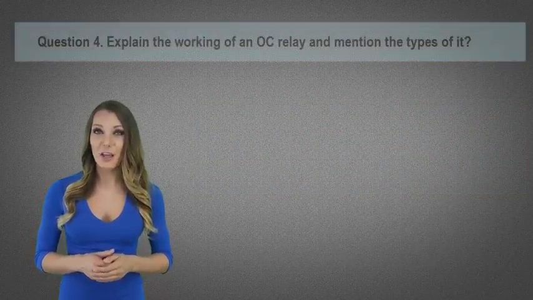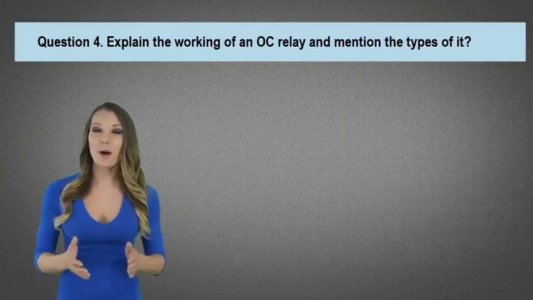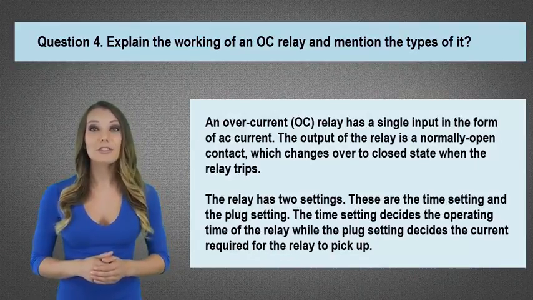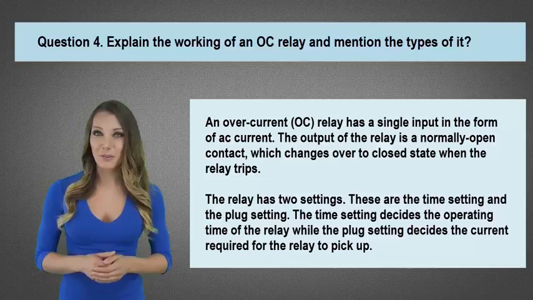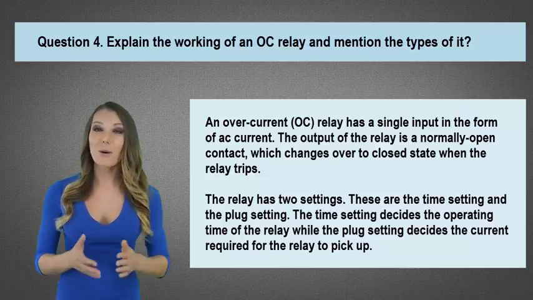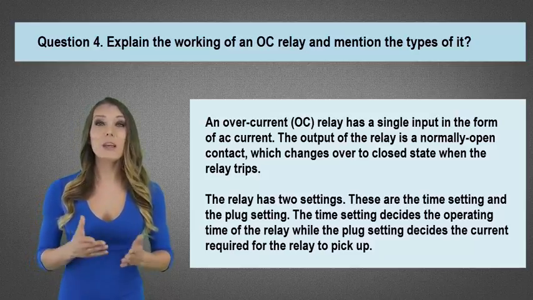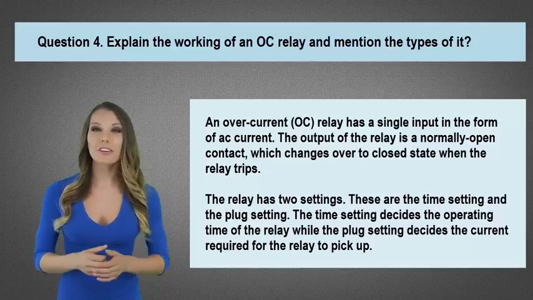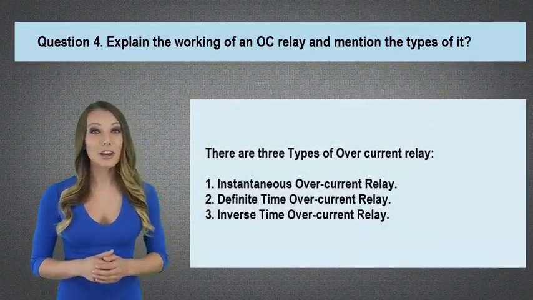Question 4. Explain the working of an overcurrent relay and mention the types of it. An overcurrent relay has a single input in the form of AC current. The output of the relay is a normally open contact, which changes over to closed state when the relay trips. The relay has two settings. These are the time setting and the plug setting. The time setting decides the operating time of the relay, while the plug setting decides the current required for the relay to pick up. There are 3 types of overcurrent relay.